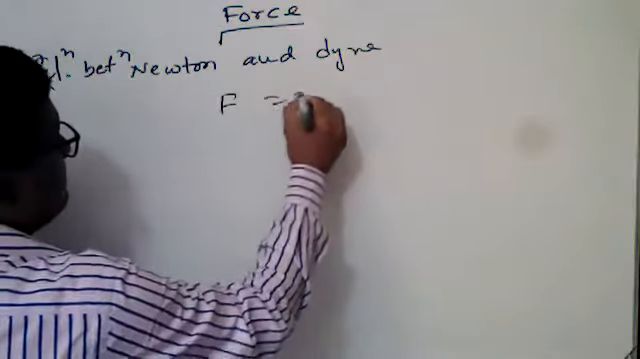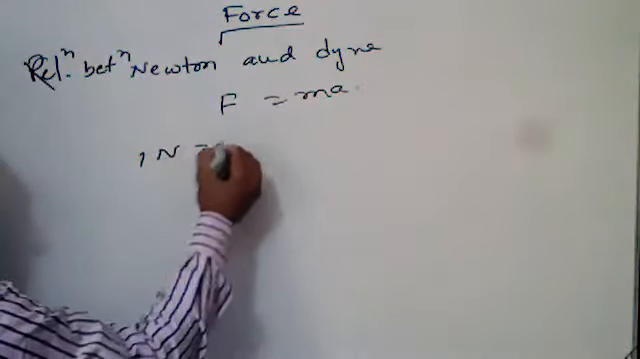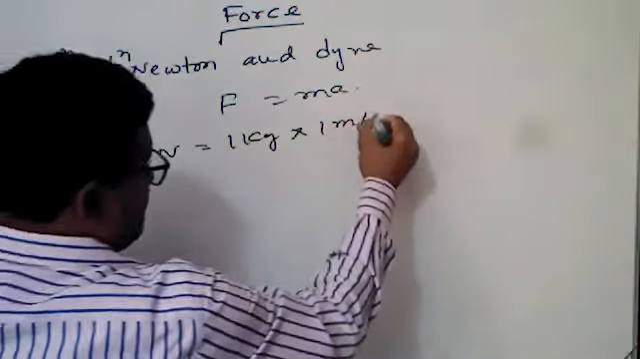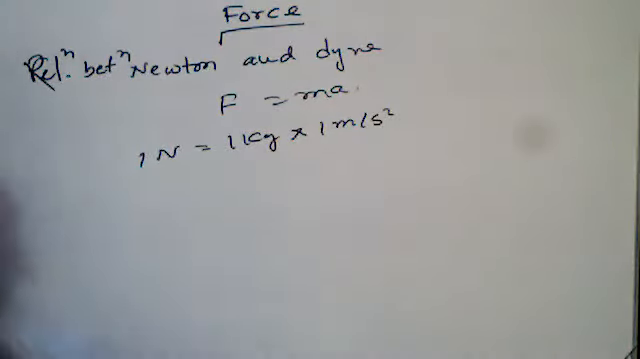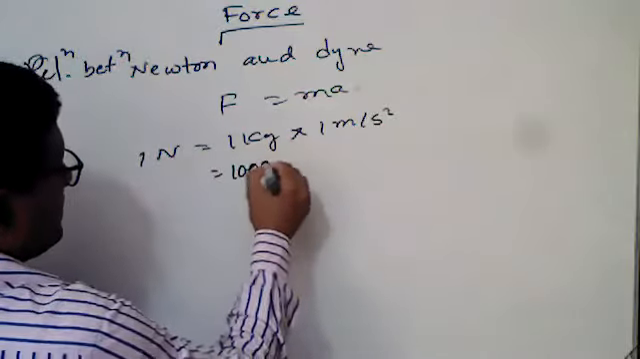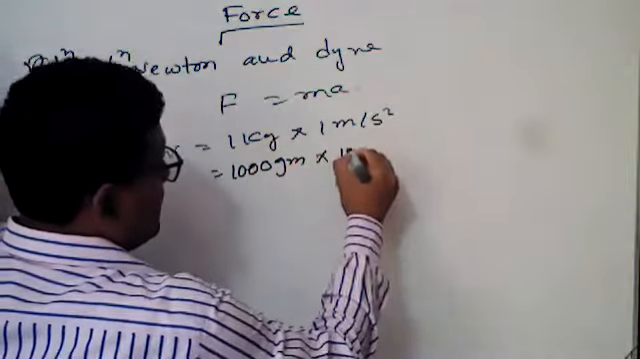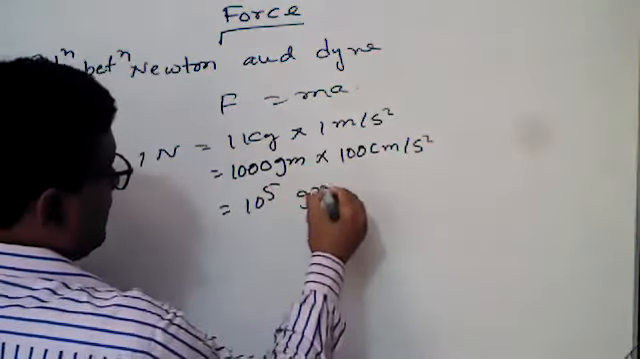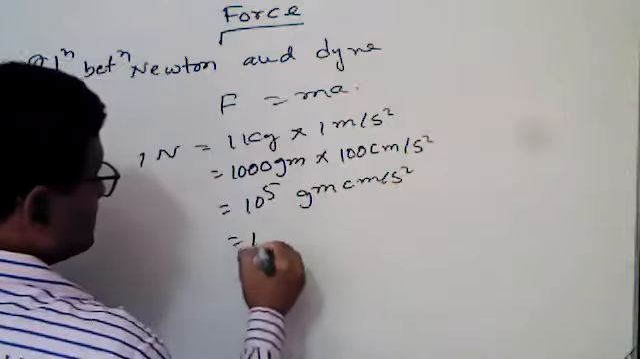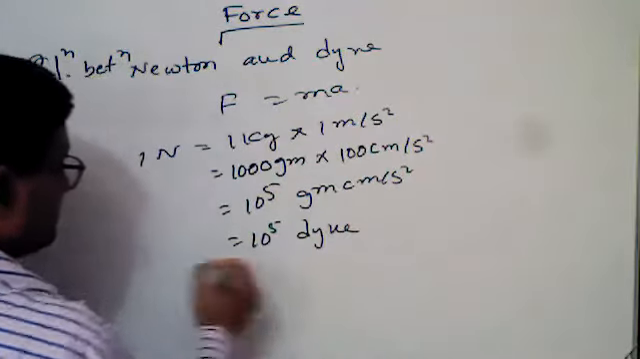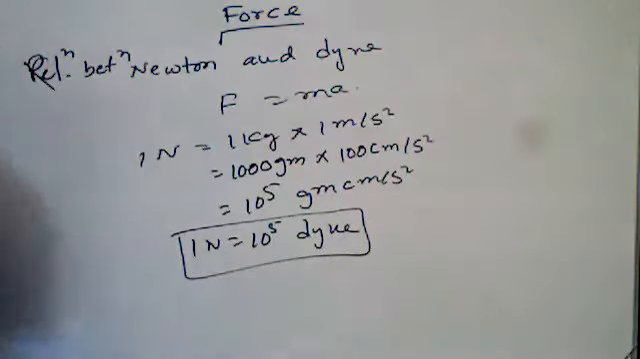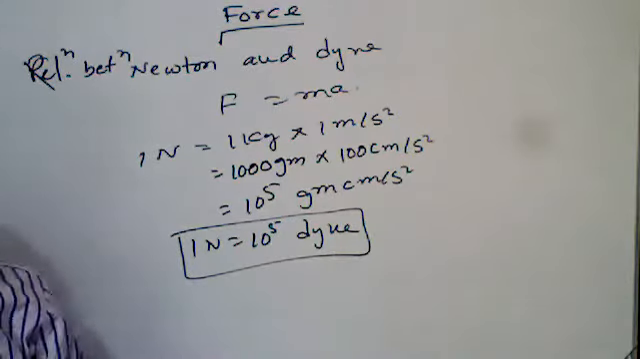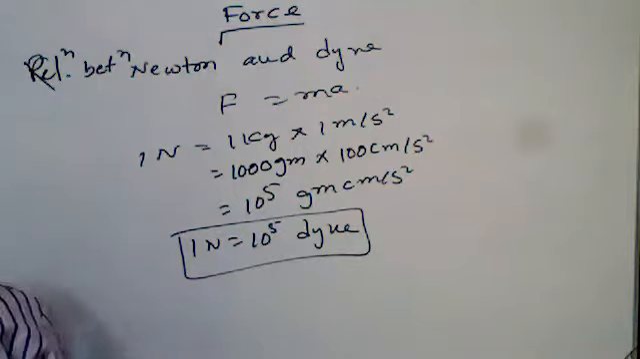Suppose we know F equals ma. 1 Newton equals 1 kilogram into 1 meter per second square. Okay, you can convert it into gram: 1000 gram into 100 centimeter per second square. So 10 to the power 5 gram centimeter per second square. So you have to remember 1 Newton equals 10 to the power 5 dyne.